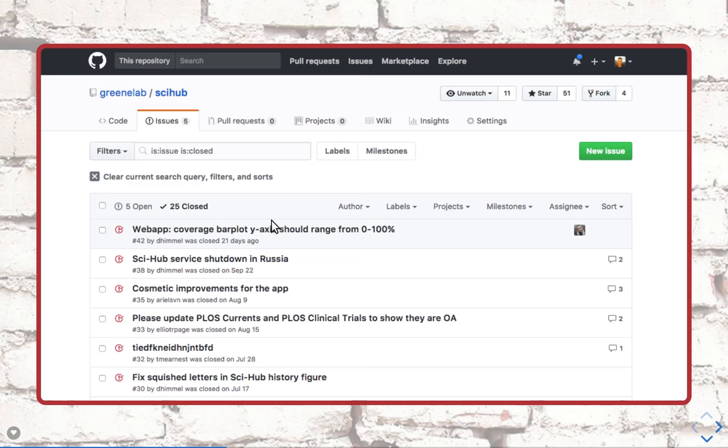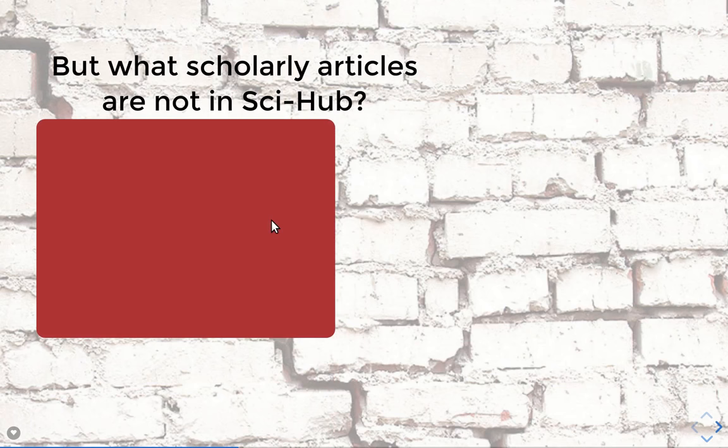We got a lot of involvement from different people, and that was really exciting. I think it's a good model for how science can become more real time, and potentially we may not even need journals eventually, because I think we were able to do this study entirely with peer review from the beginning and a lot of engagement. So the question we really wanted to answer was, what scholarly articles are not in Sci-Hub?